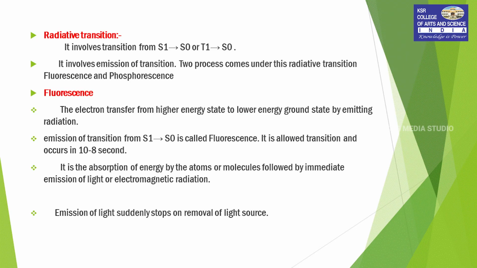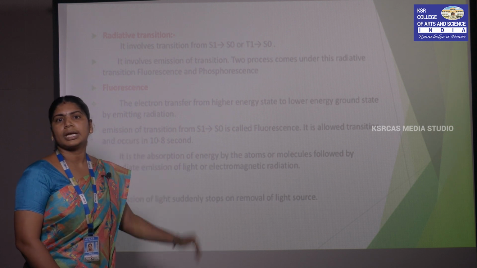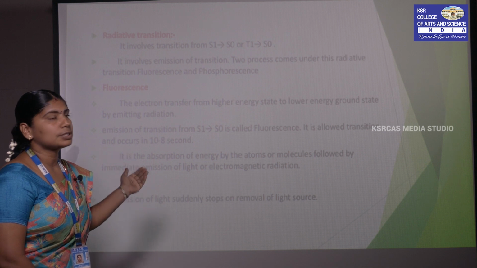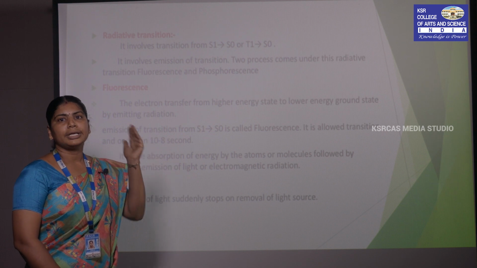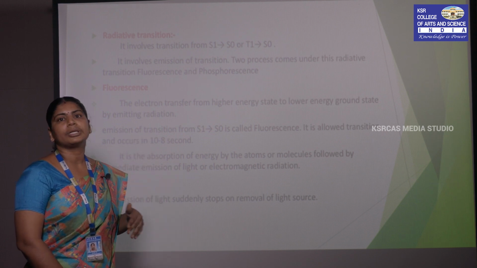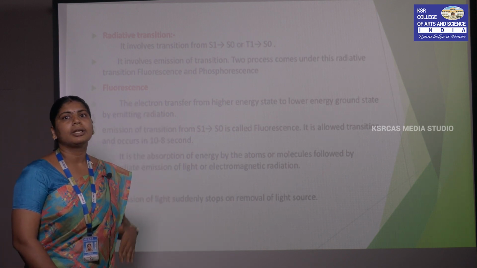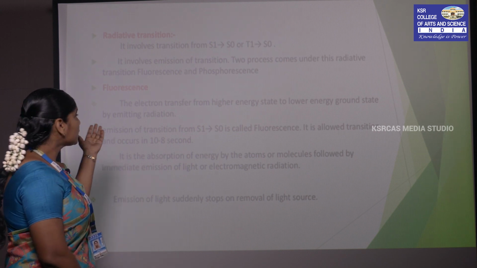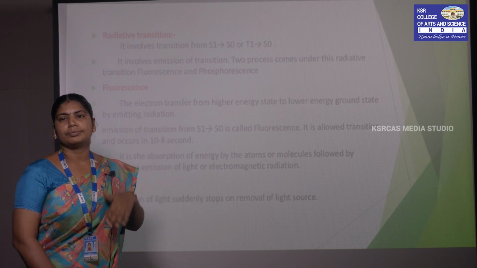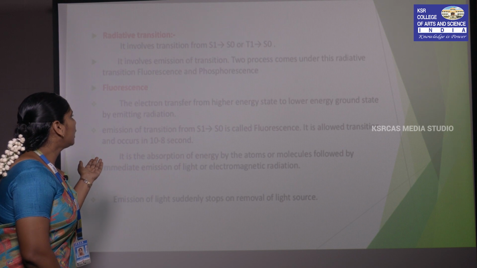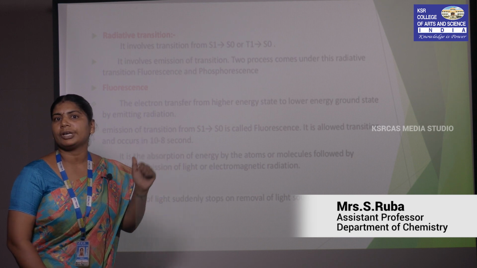Now, radiative transition. We already know that radiative transition occurs in two ways: one is fluorescence and another one is phosphorescence. These reactions involve energy transfer from the S1 higher energy level to the ground state S0 level, or from the T1 triplet state to the S0 level, that means the ground state. Next, fluorescence. Electron transfer from the higher energy singlet state to the singlet ground state is called fluorescence, with emission of radiation.